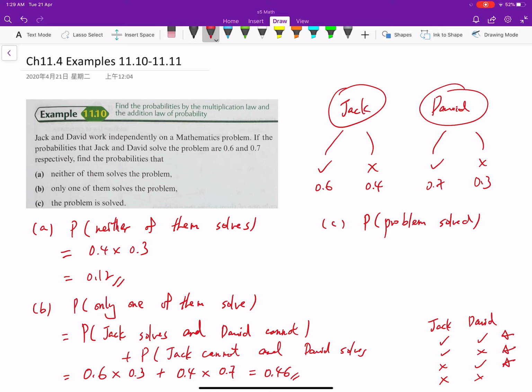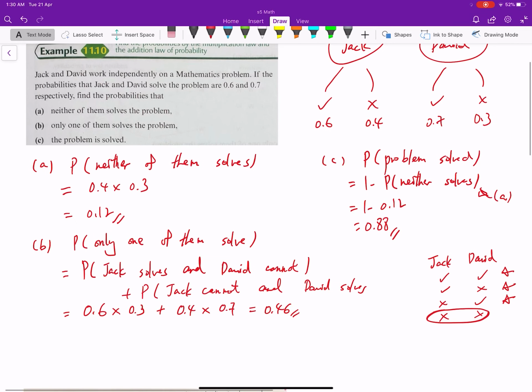So sure, we can find it one by one, but this time we can also find it by 1 minus these situations. So 1 minus the probability that neither one can solve. And actually, this is found in A. So we can get this answer directly. But here I would also like to show you how to find the answer by a strict method.